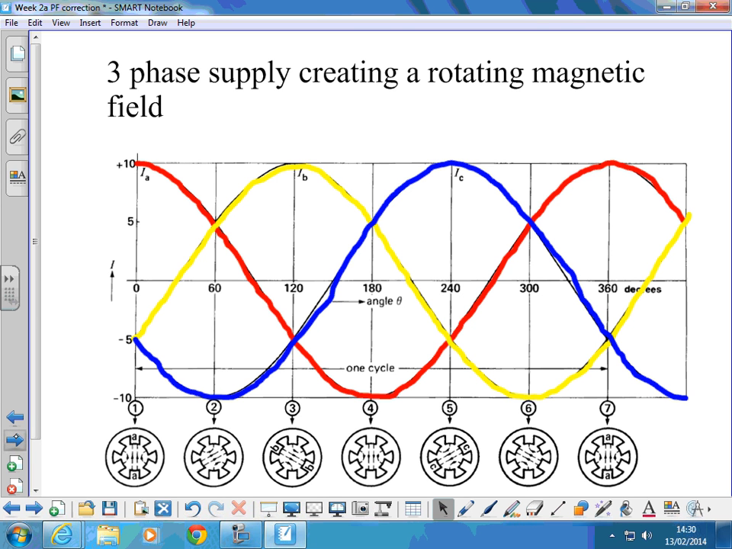Okay, so if you look here, the red phase is peaking. We'd have a field top to bottom. Then blue next peaks in the opposite direction. Then yellow peaks in that direction. Effectively, we've got a field that's moving around the stator. So we've got a rotating magnetic field working inside that stator.